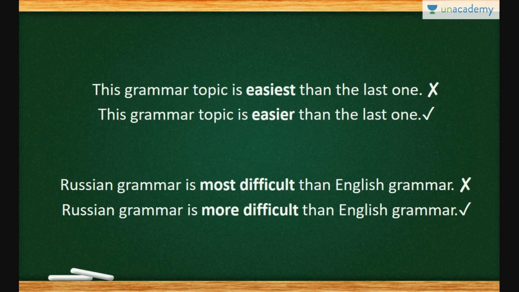A few more examples. Grammar. This grammar topic is easiest than the last one. Now when you use than, you're comparing. So this grammar topic is easier than the last one. Russian grammar is most difficult than English grammar. No, you should say Russian grammar is more difficult than English grammar.